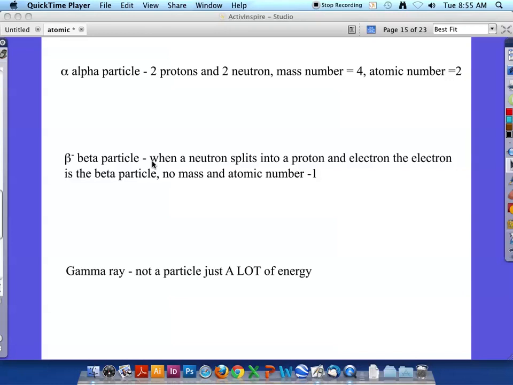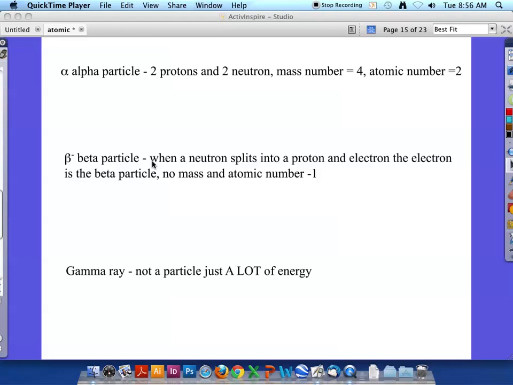Elements can change from one element into another, but they don't do that spontaneously. It requires some nuclear reaction. And a nuclear reaction sometimes releases one of these three things that you see on the screen. You may release an alpha particle, which consists of 2 protons and 2 neutrons leaving the atom.